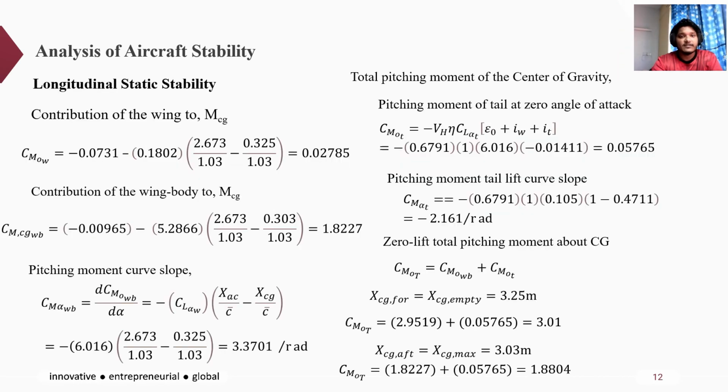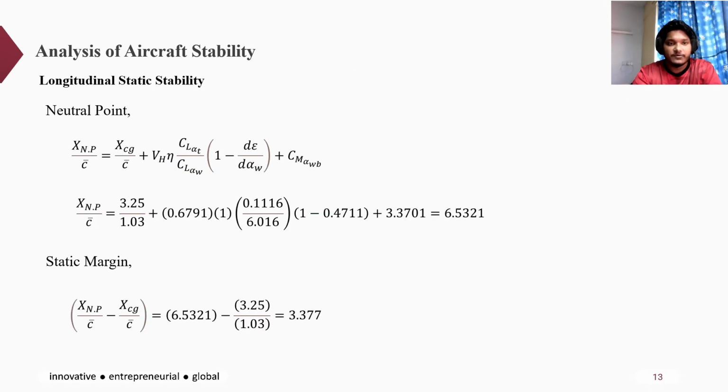For analysis of aircraft stability, longitudinal static stability: contribution of the wing to CMCG is 0.02785, contribution of the wing body to CMCG is 1.8227, pitching moment curve slope is 3.3701 per radian, total pitching moment of the center of gravity is 0.05765, pitching moment tail lift curve slope is negative 2.161 per radian, and zero lift total pitching moment about CG when it's empty, CMOT, is equal to 3.01, and when it's maximum weight, its CMOT is 1.8804. And for longitudinal static stability neutral point, we get the value equal to 6.5321, and the static margin is 3.377.